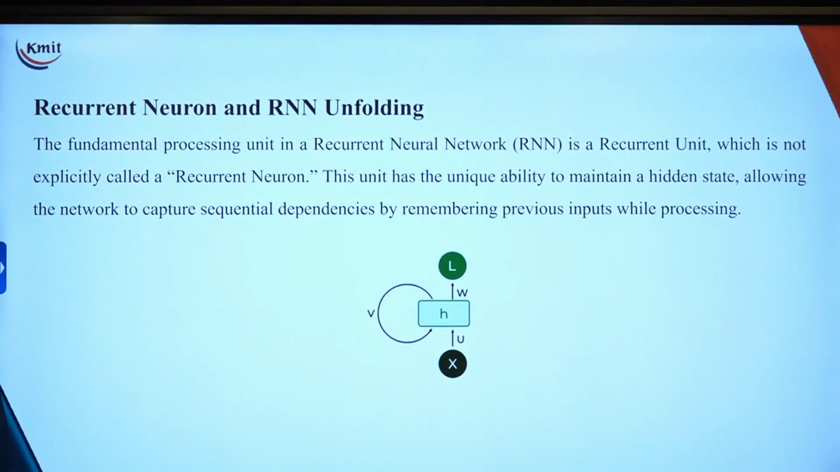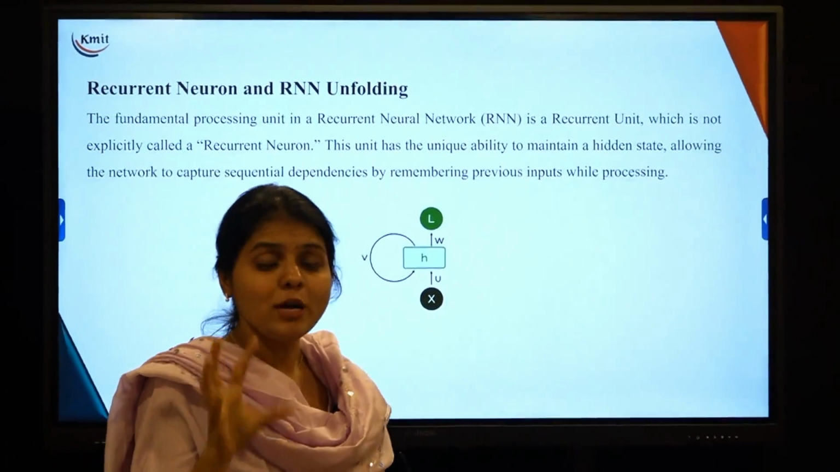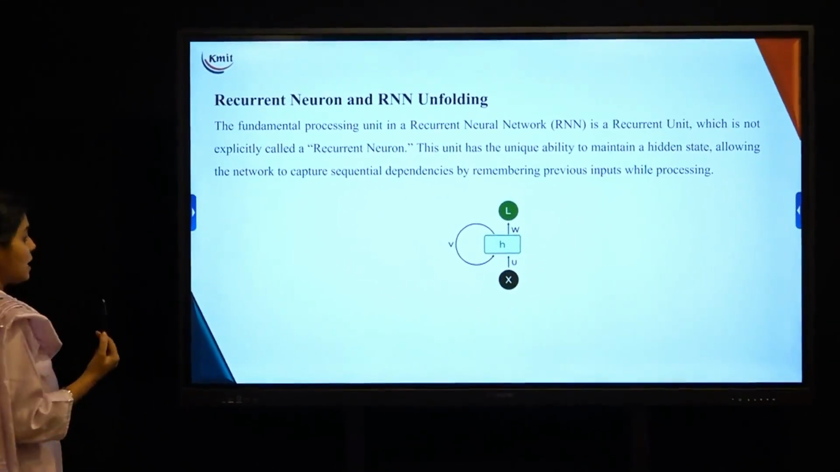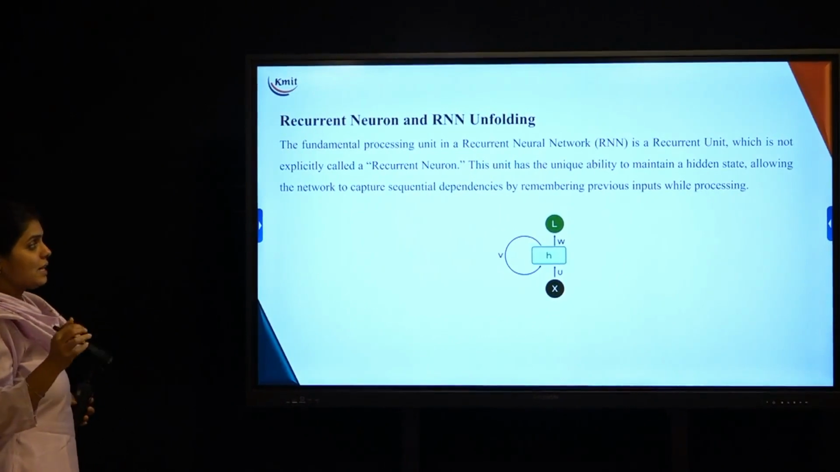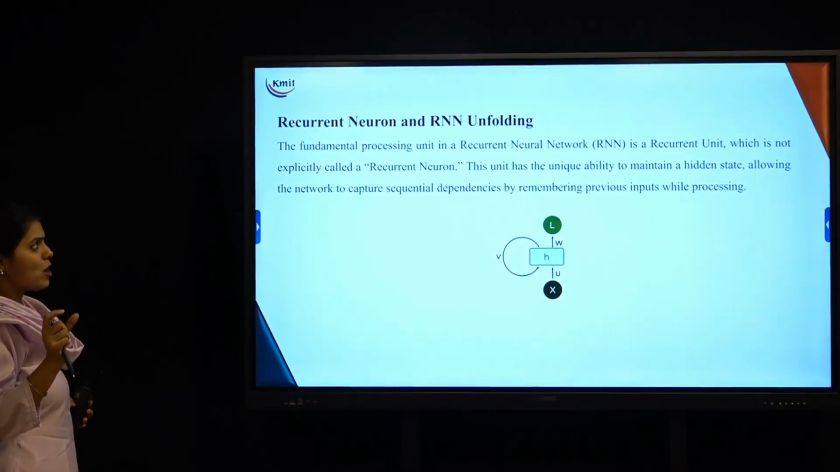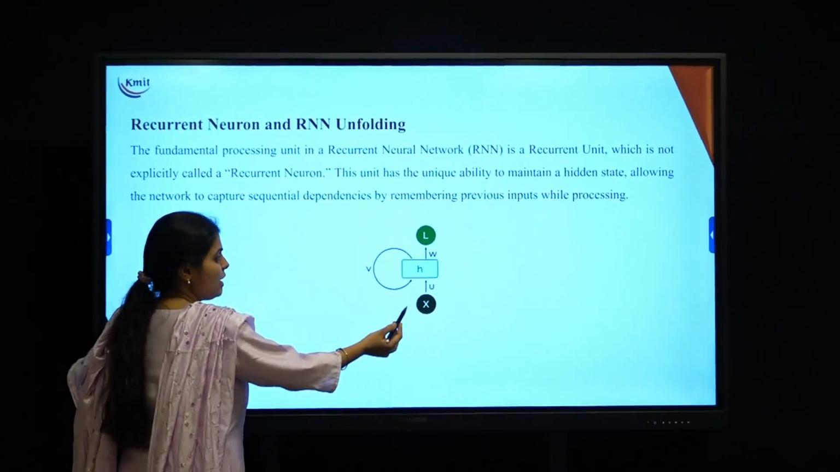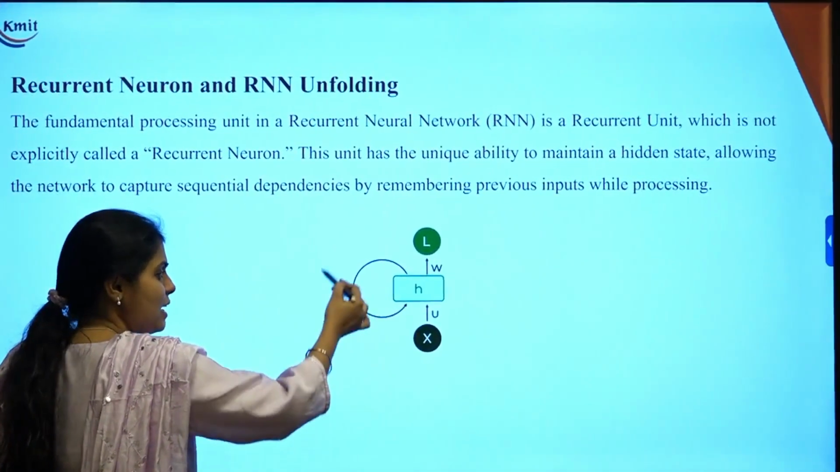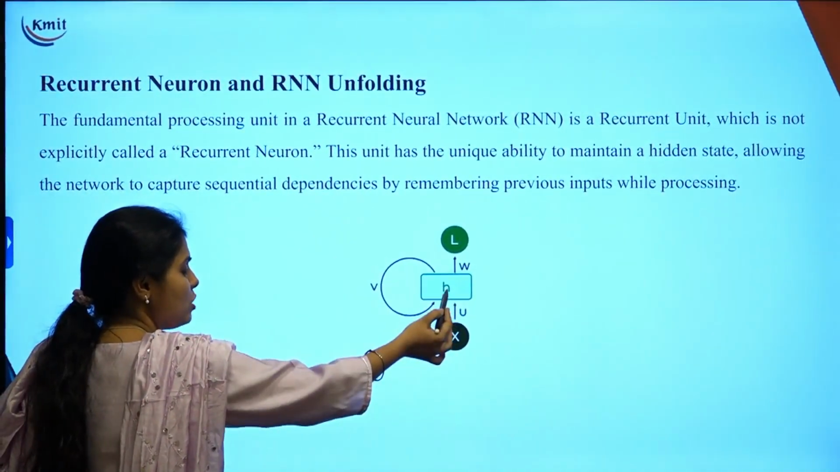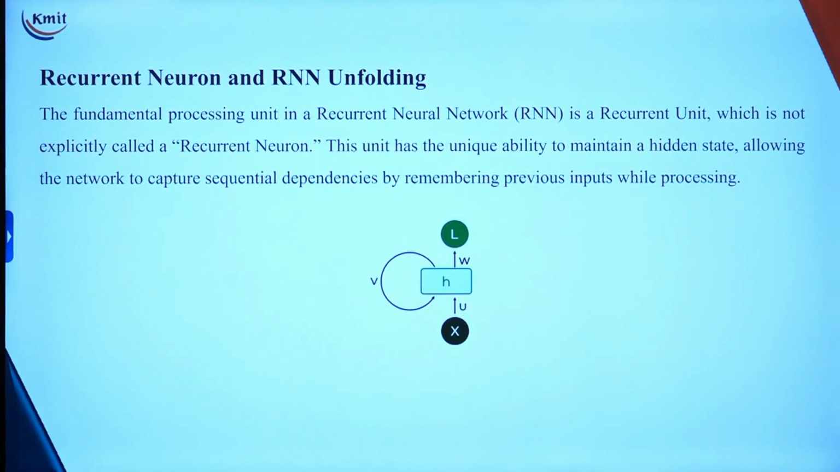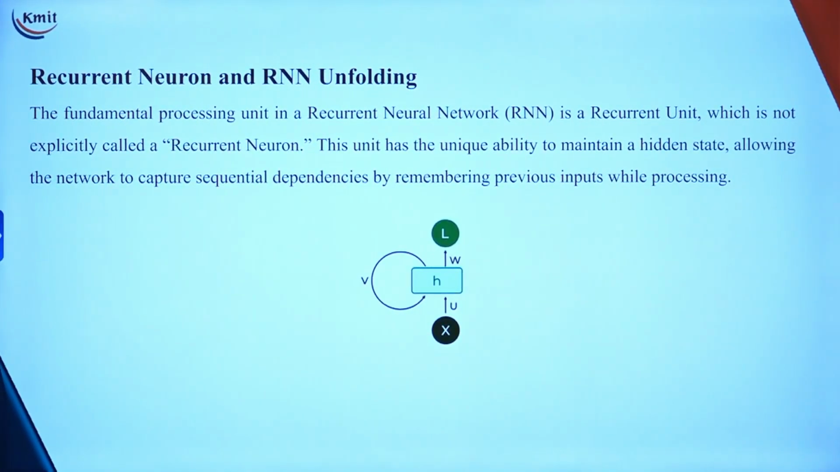Now, the main concept in RNN is the recurrent neuron and the concept of unfolding. Let us see what this recurrent neuron is and what RNN unfolding is. The recurrent unit is the fundamental processing unit in RNNs. This is the diagram for the recurrent unit. Here I have my input, here I have my output. In the hidden layers I have this feedback. From the input layer to the hidden layers I take a feedback loop and process that input to the output. This is called a recurrent unit, or we call it a recurrent neuron.